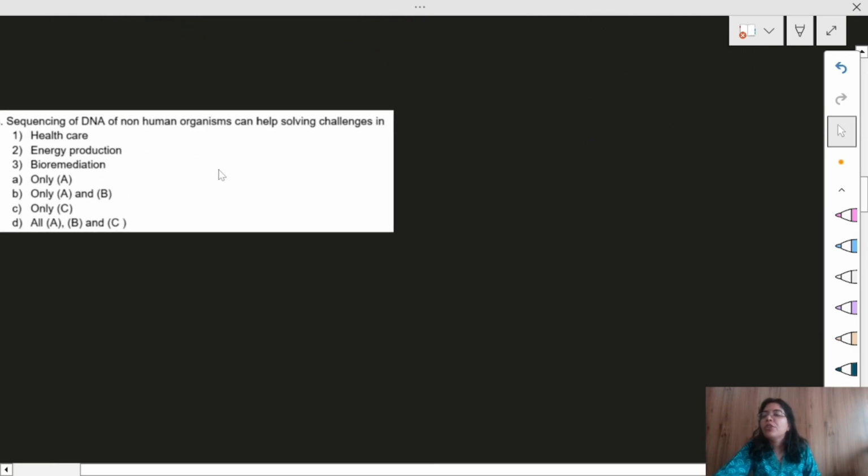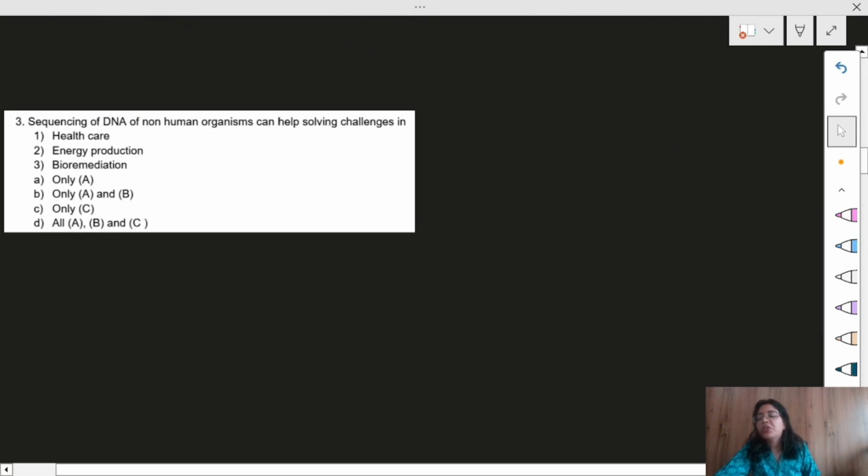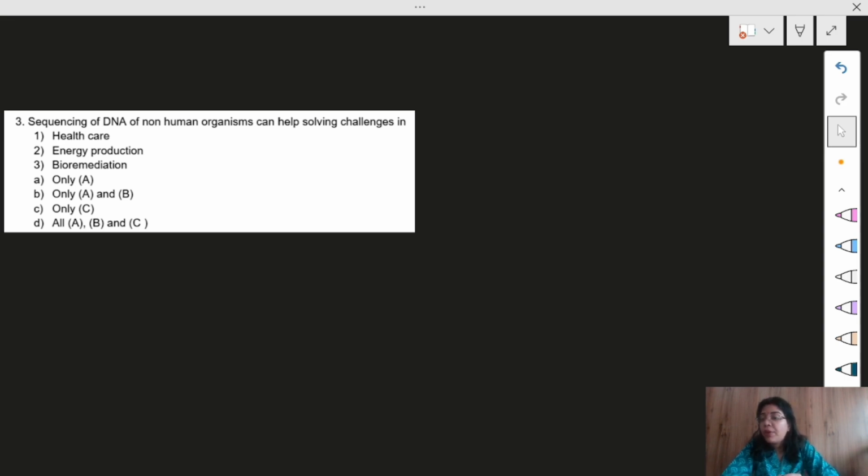Okay, one more question you can see on the screen, which is a very easy question. Sequencing of DNA of non-human organisms can help solve challenges in healthcare, energy production, bioremediation. Which option is correct from this? This you have to do. Very, very easy. If you consider sequencing of DNA of non-human organisms.